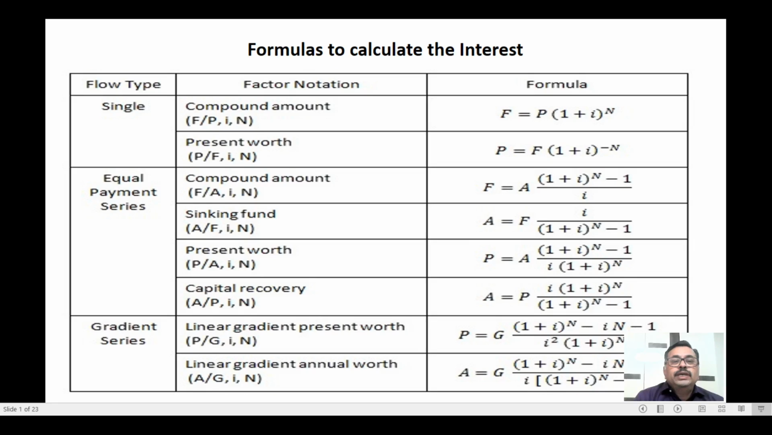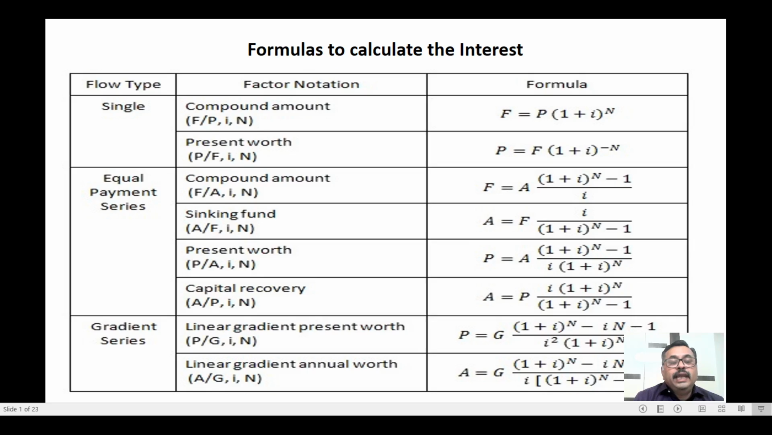The next two are the present worth factor and the capital recovery factor. Under the present worth factor, P, the amount today, is calculated by knowing the equal payment series A, with the interest rate I and the number of time periods N given. The formula used for that is P is equal to A into ((1 plus I) to the power of N minus 1) divided by (I into (1 plus I) to the power of N). Next is the capital recovery.